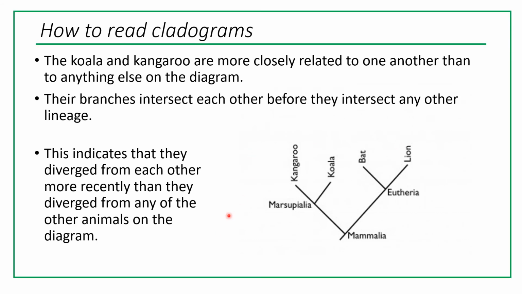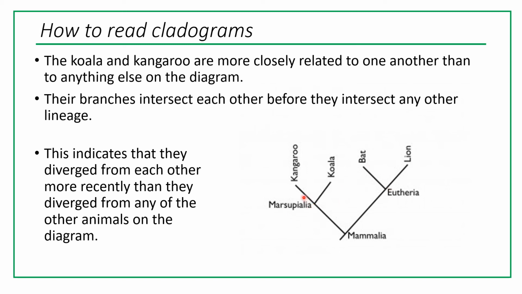So now, how to read cladograms? If you see the cladogram over here, we can notice koala and kangaroo. They are more closely related to one another than to anything else on the cladogram, because kangaroo and koala, their lines intersect first. That means here they have common ancestry. And remember, time goes up. So at this point in time, it was an organism that then evolved into two different groups.